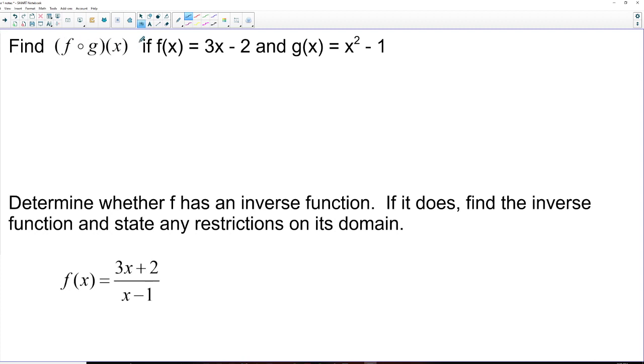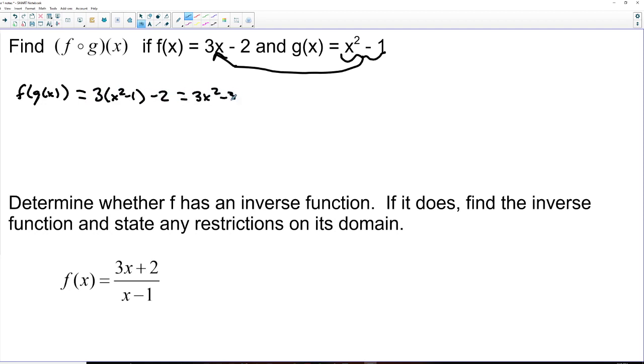Find f of g of x if f of x equals 3x minus 2 and g of x equals x squared minus 1. So f of g of x, we're going to throw g in for that x. So 3 times x squared minus 1 and then minus 2, which is 3x squared minus 3 minus 2. So 3x squared minus 5.